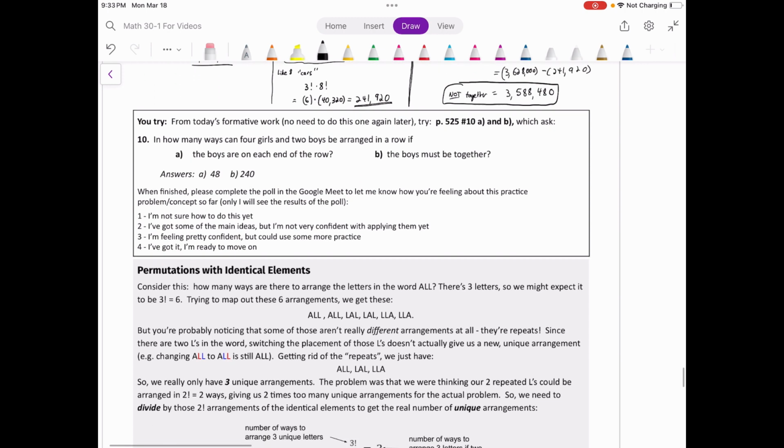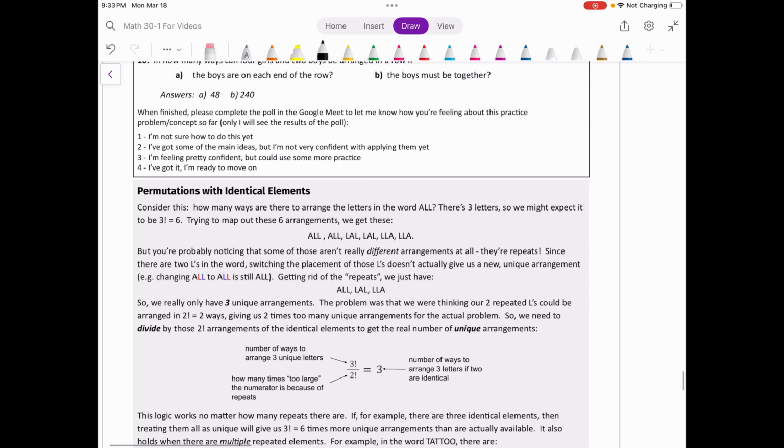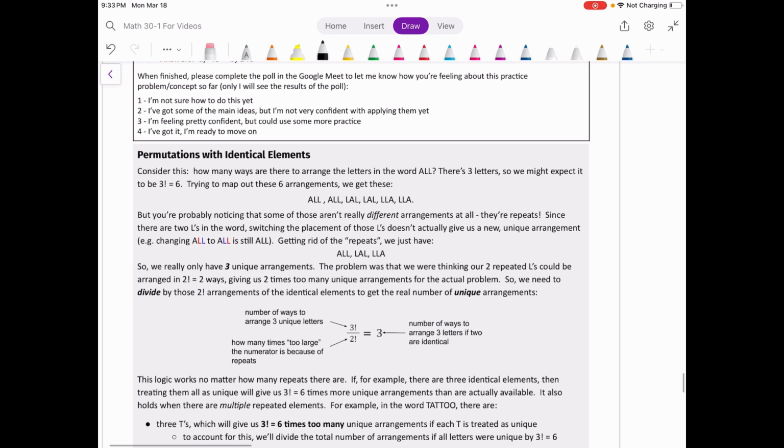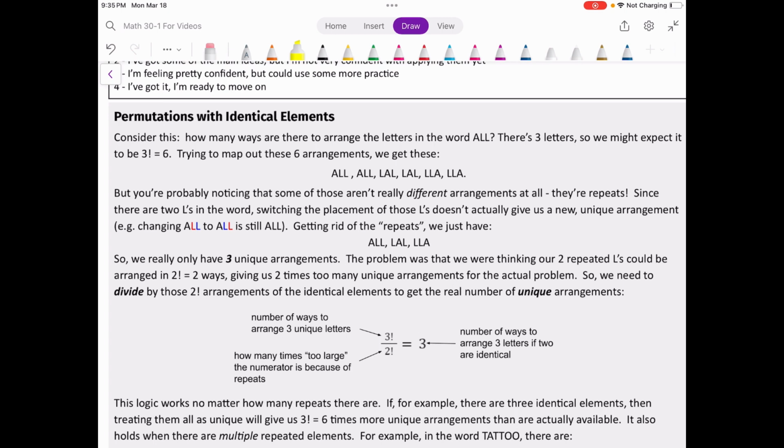Take a little break from my voice, solidify the concepts, and then we'll finish up by talking about what happens when you have repeats of the same thing, or what we call identical elements within a group of options that we're trying to arrange. All right, so to get us thinking about this, I want you to consider this, okay?